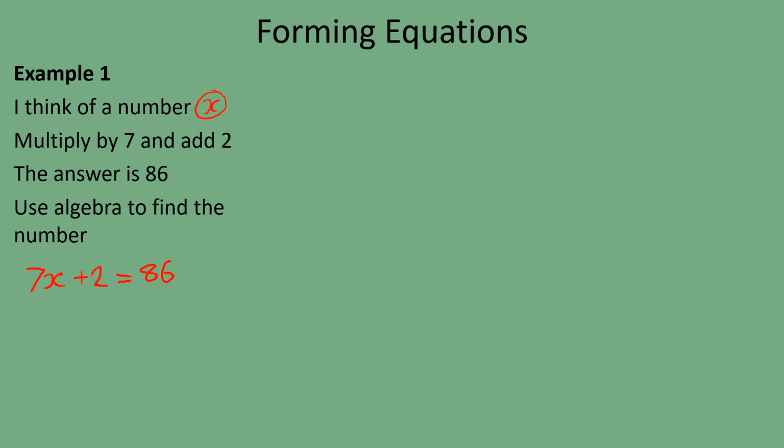What's the number? Well, we need to do what we've been doing for the last few lessons: subtract 2 from each side, and divide by 7. And we'll get that the number we were thinking of should have been 12. Let's check, does that work? If we multiply it by 7, 84, add 2, 86, yeah, the answer is 86. So our number was 86.